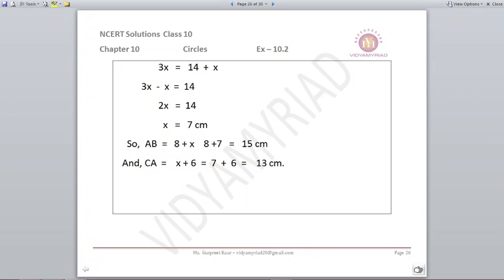Now I can cross multiply. So it becomes 3x is equal to 14 plus x, and x comes out to be 7 centimeters. With this, putting the value of x, I can find AB and CA. So AB comes out to be 8 plus 7, that is 15, and CA comes out to be 7 plus 6, which is equal to 13 centimeters.